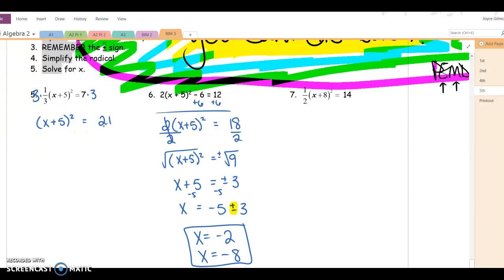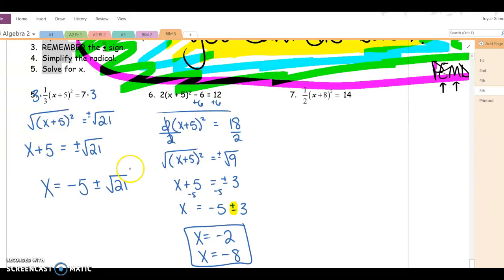What should I do next? Radical on both sides. Don't forget your plus minus. On the left side, we have plain old x plus 5. On the right side, can we simplify the square root of 21? 16, 9, 4, no. So leave this as plus minus the square root of 21. How would you finish this problem? Subtract 5. So I'm going to put negative 5 plus minus the square root of 21.